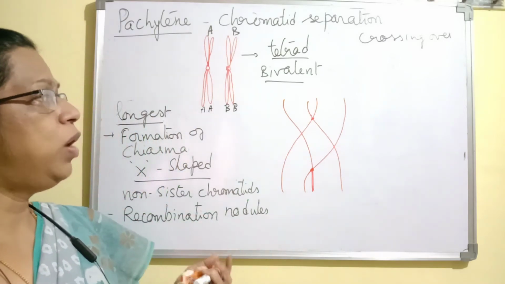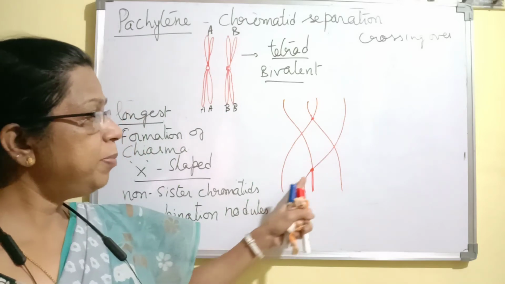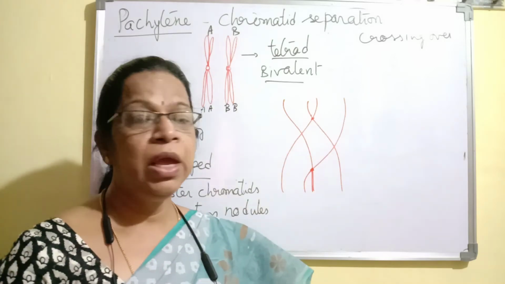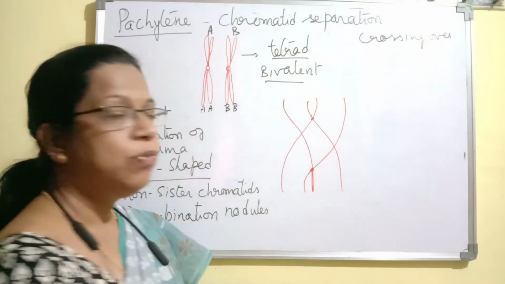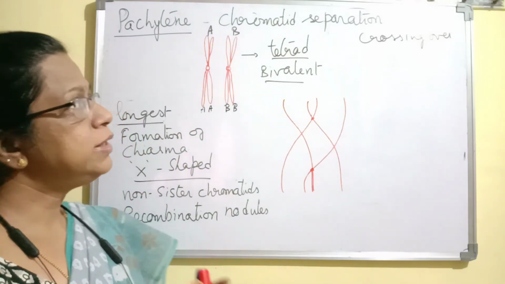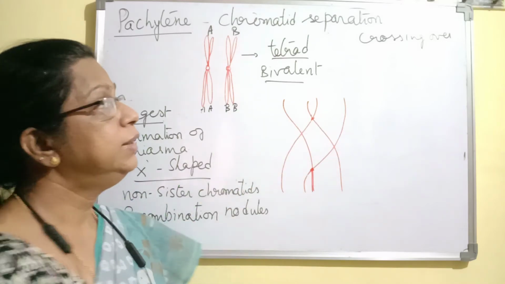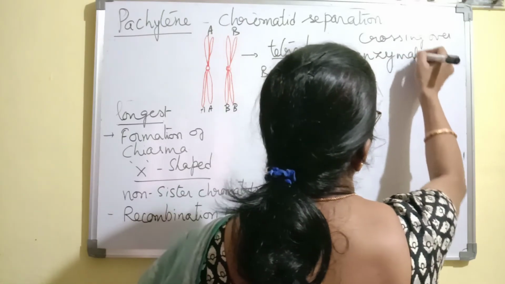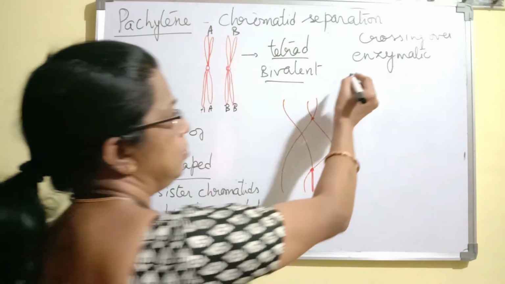So now let us see how the exchange of genetic material takes place. For the diagram, we may have shown the X-shaped structure at just 1 or 2 points, but in reality, crossing over can take place all over the length of the chromosome. Crossing over results in exchange of segments of chromatids at this point. This is an enzymatic process. It takes place with the help of two enzymes.